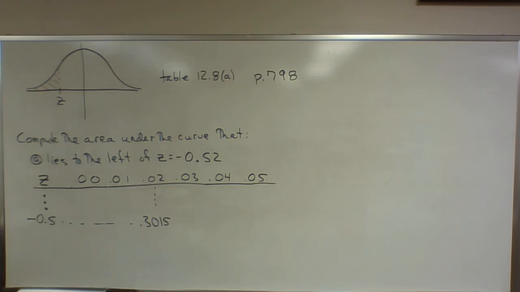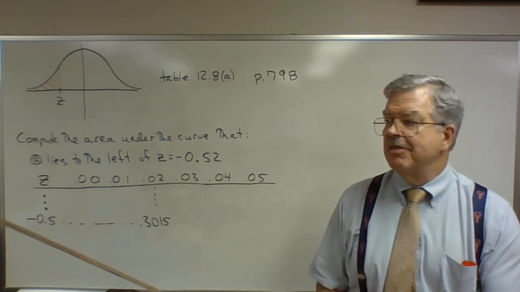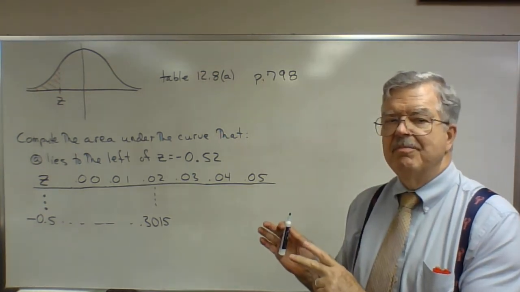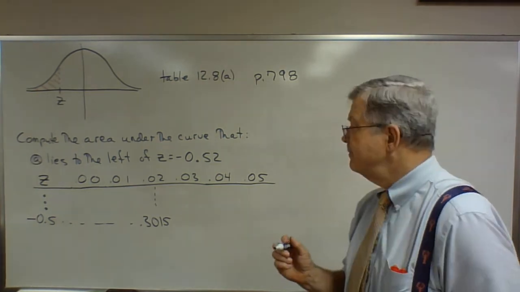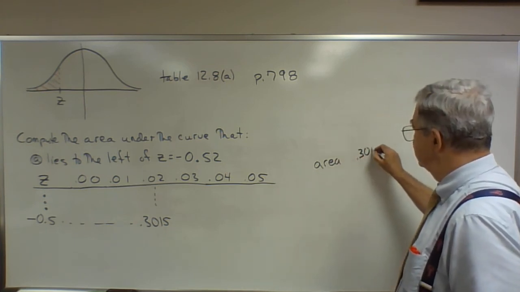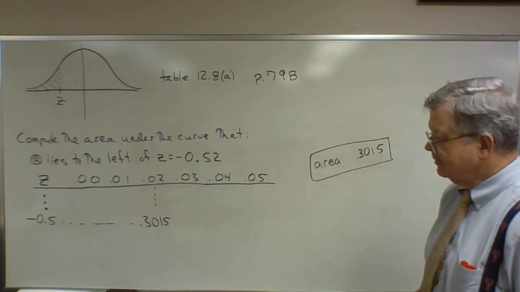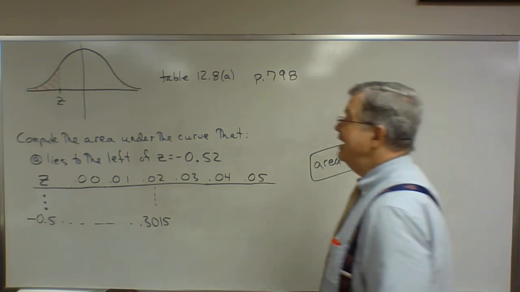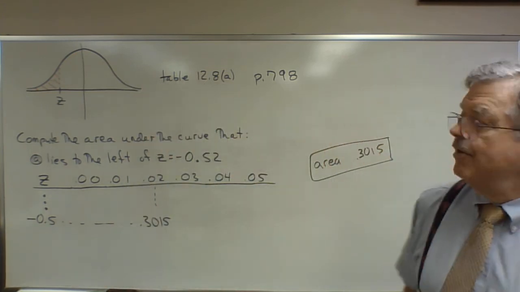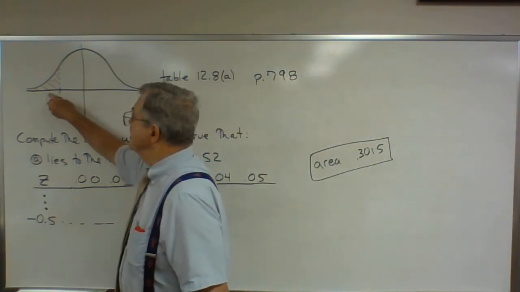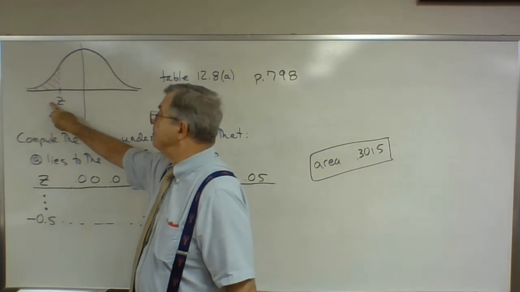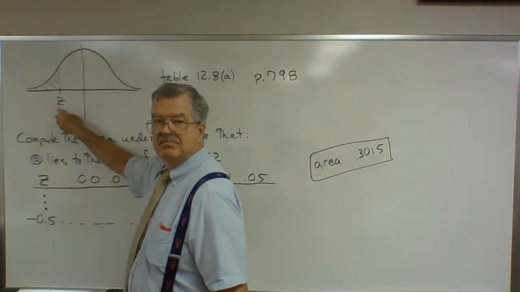0.3015. And by the way, hopefully, as I'm doing these on the board, you're following along closely and doing them yourself. Don't just watch me do it, but actually do these things while I'm doing it also, okay? Here the area is going to be 0.3015. And remember, the area under this entire curve from left to right is equal to 1. Remember also what this area represents. This area under the curve represents that portion of the population whose z-scores lie to the left of z.